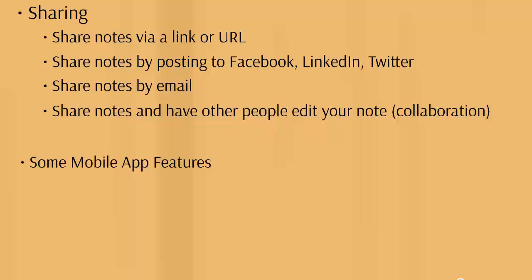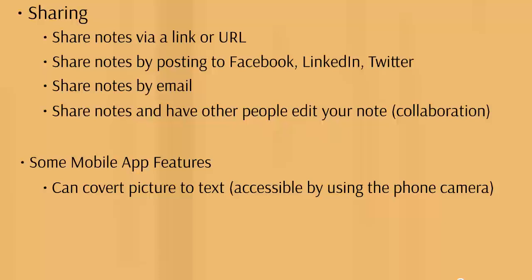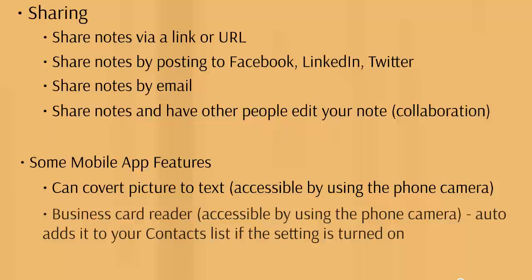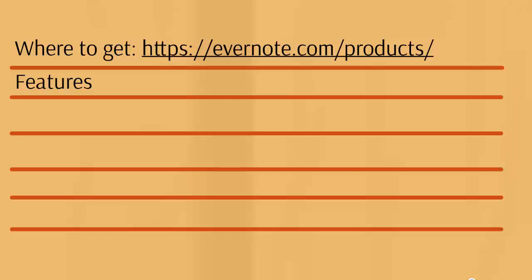And there are some mobile app features as well. So for those of you who have an Android or iPhone, it's good to have, and that's why we like the tool as well, because it's compatible with different platforms essentially. But you can actually convert a picture to text by accessing your phone camera. And it also has a business card reader accessible by using the phone camera. And it automatically adds it to your contacts list as well.